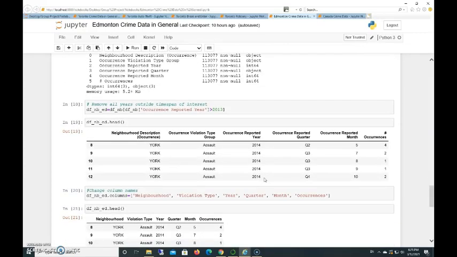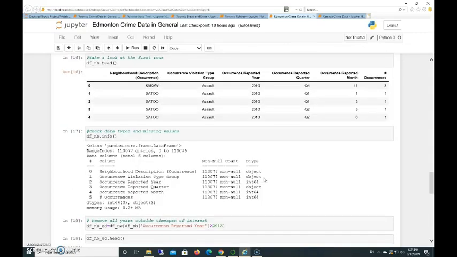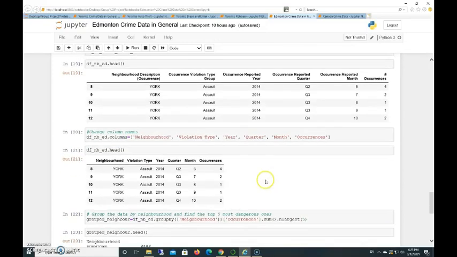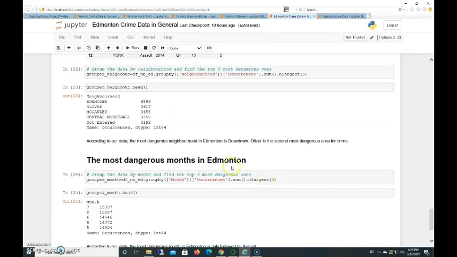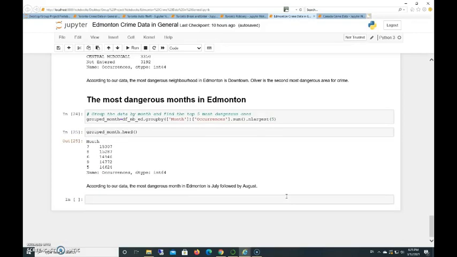Also, I found the most dangerous area in Edmonton is the downtown area. Also, Oliver is the second most dangerous area for crime. The most dangerous month in Edmonton is July, followed by August.